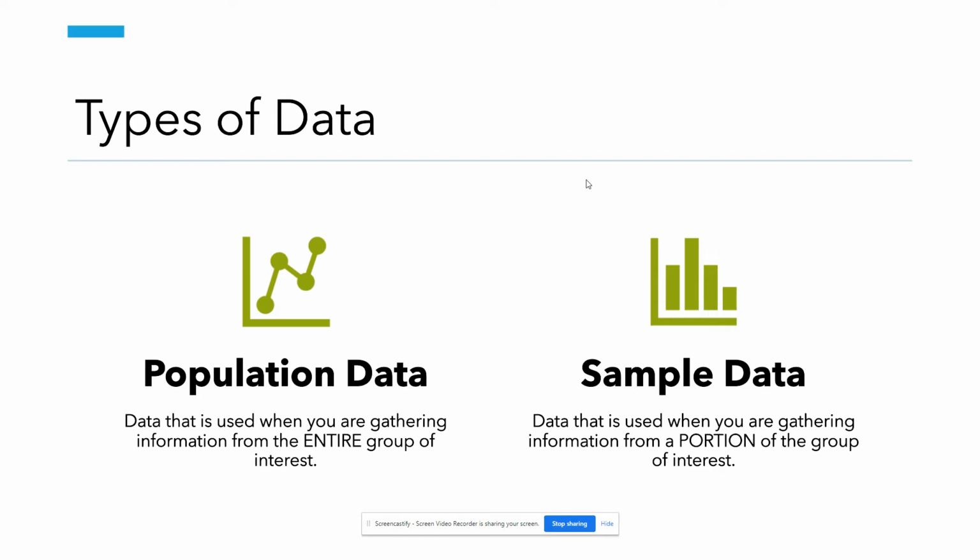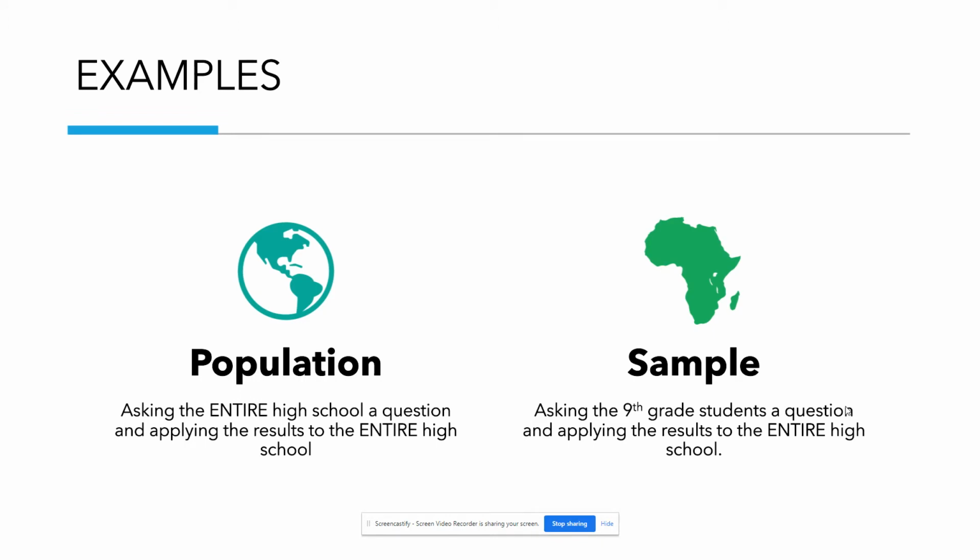And then sample data, if you can see my mouse, it says data that is used when you're gathering information from a portion of the group of interest. So let's just say you only sample the junior class. They're only a part of the entire population at the URE Charter High School, okay? So you've got population, you've got sample. All right, so let's look at some additional examples of that.